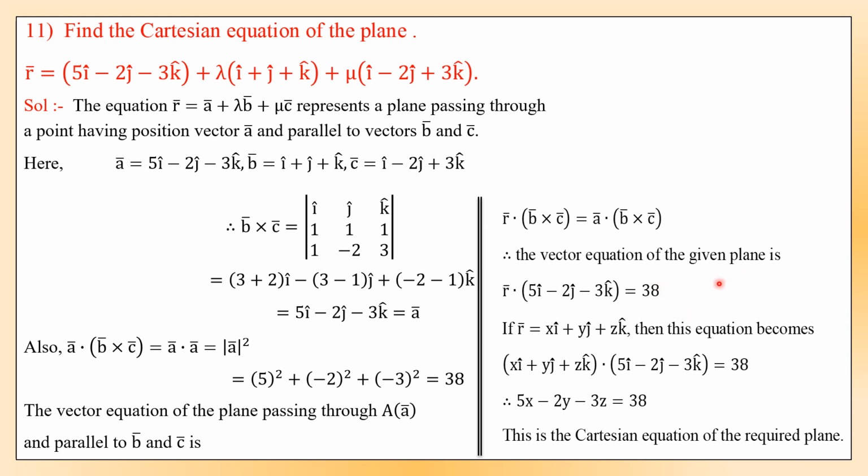Therefore, the vector equation of the plane is as above. Convert this equation into the Cartesian form. If r vector equal to xi vector plus yj vector plus zk vector, then the equation becomes (xi plus yj plus zk) dot (5i minus 2j minus 3k) equal to 38. We take the dot product: 5 into x is 5x, minus 2 into y is minus 2y, minus 3 into z is minus 3z, equal to 38. This is the Cartesian equation of the required plane.